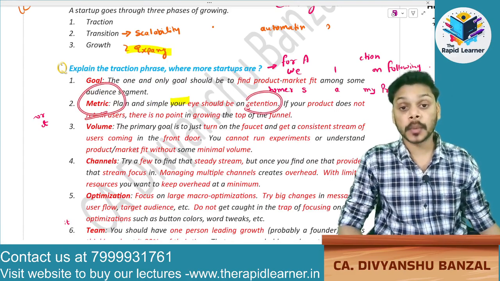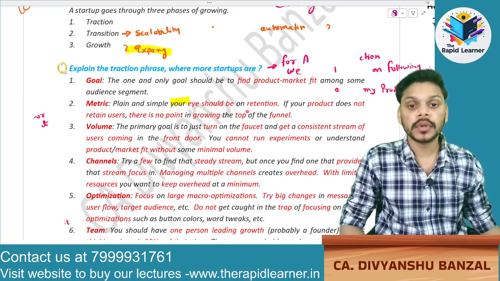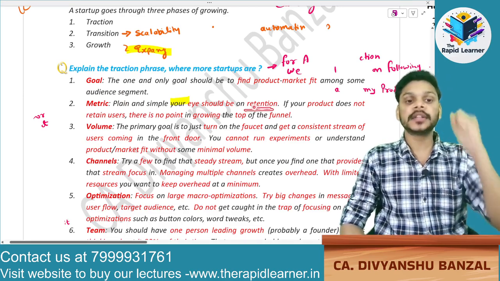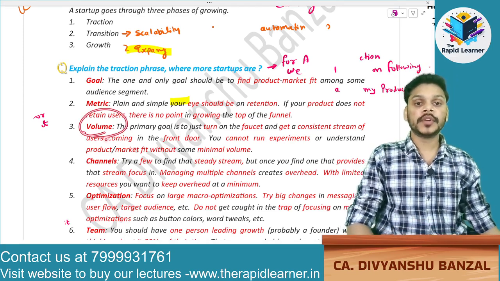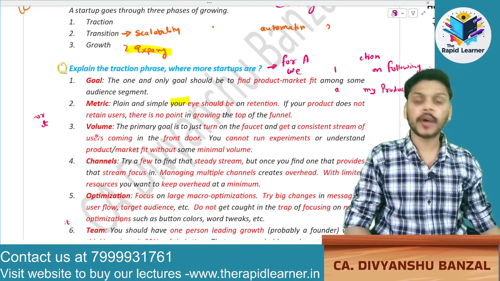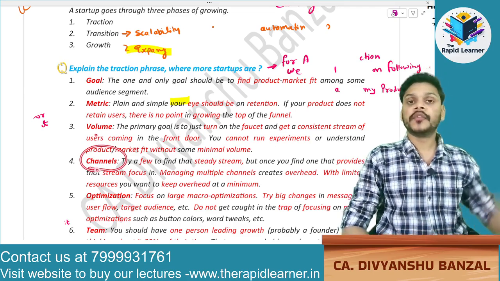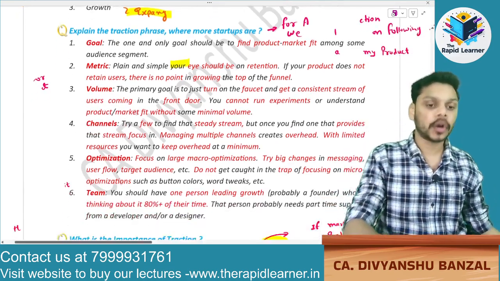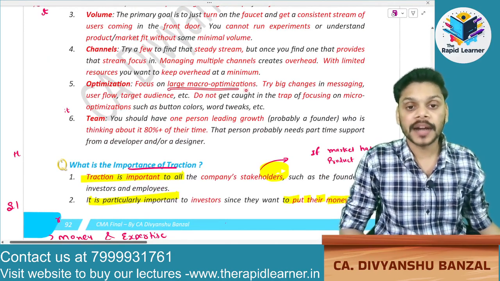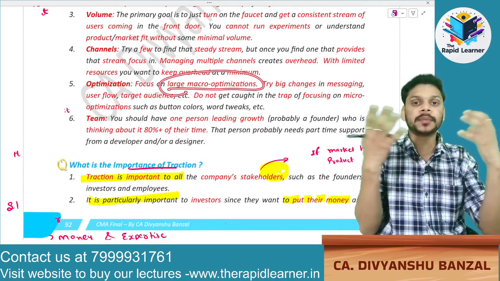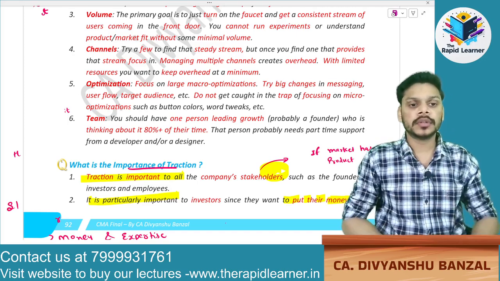Simple. We have to think about the retention. We have to think about retaining the customer. We don't know how to retain a customer. Third one is volume. We don't know how to increase our sales. Fourth one is channel, where we should sell our product, online, offline. Simple. Optimization. We have to do large macro optimization. We have to do major changes. Don't only think about small changes.